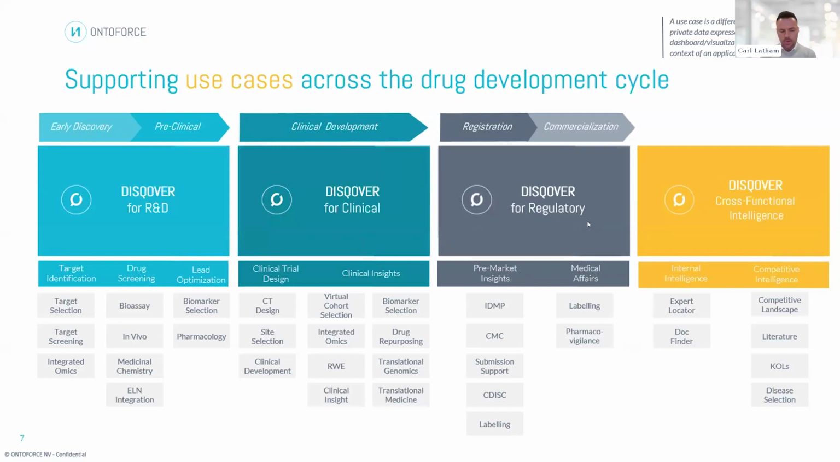Today, Discover is deployed across 4 solution areas: research and development, clinical, regulatory, and cross-functional intelligence, with 9 pre-built applications, including target identification, clinical trial design, and competitive intelligence. These 9 applications have pre-packaged public data, customizable plugins, and pre-built visualizations and widgets. And what that means for our customers is that we can deliver fast implementations that bring value fast.